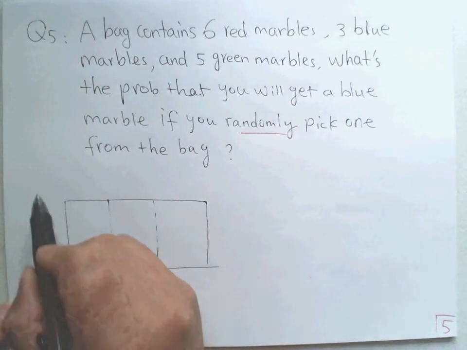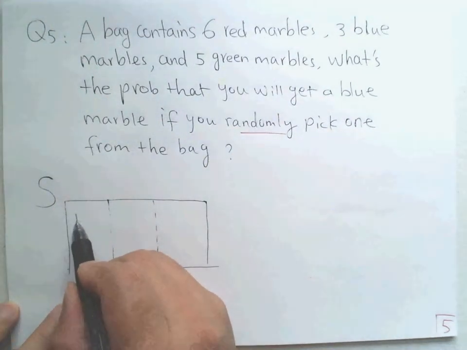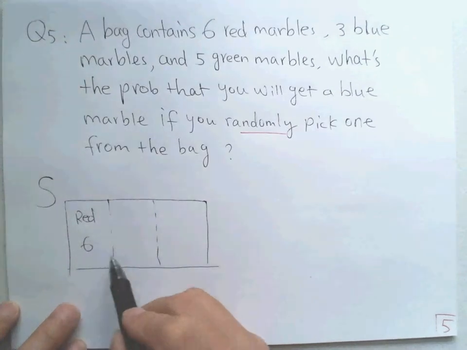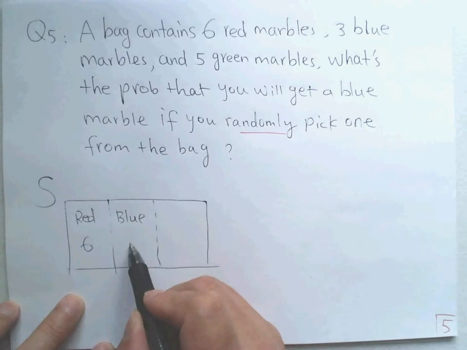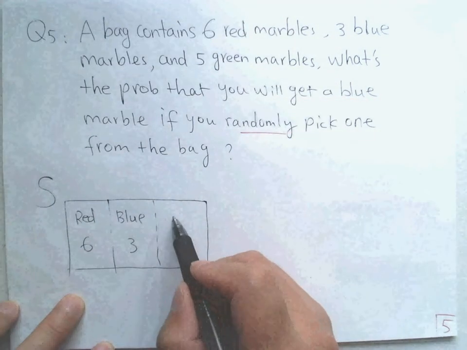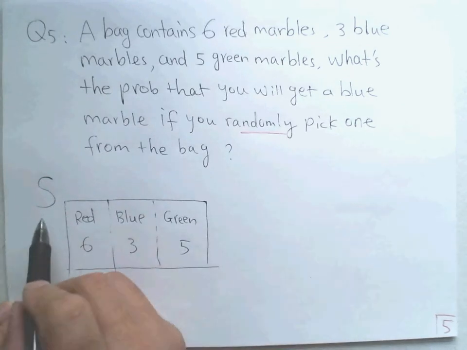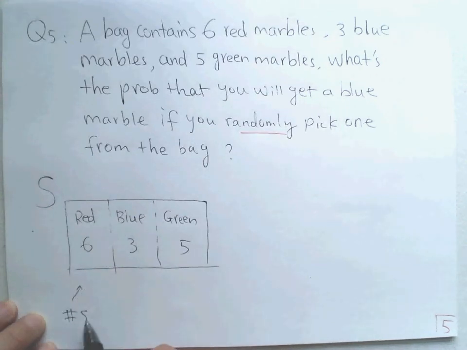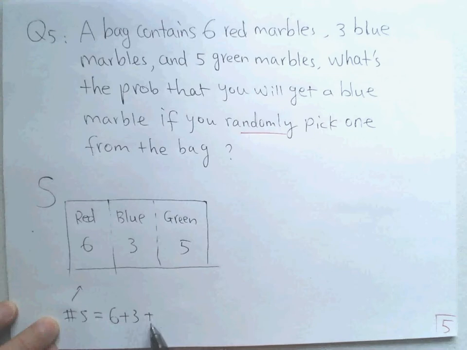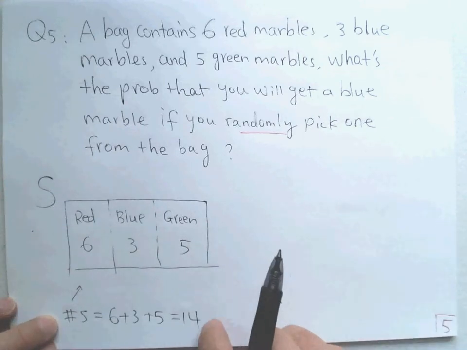We cut it into 1, 2, 3 parts. This is the total sample space. 6 red, so I say red marble is 6, right? Blue is how many? Blue is 3. How many green? The green one here is 5. What is the total? We can count first. 6 plus 3 plus 5, right? 9 plus 5 is 14. This is the total, which means the denominator.